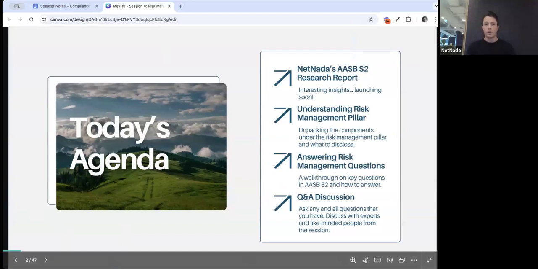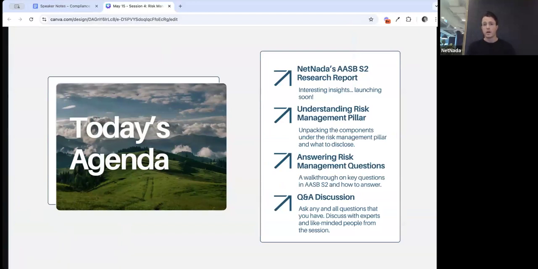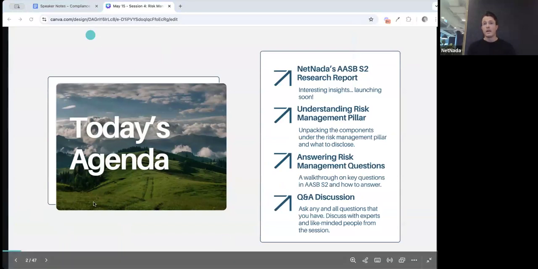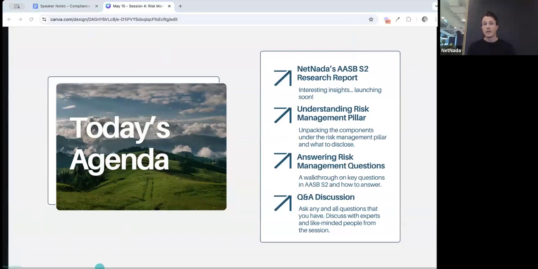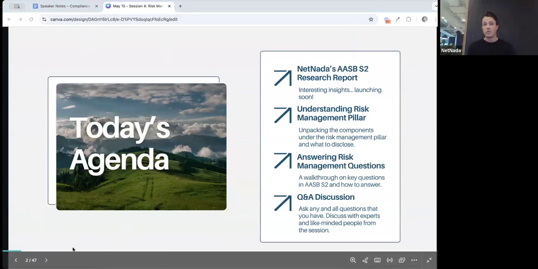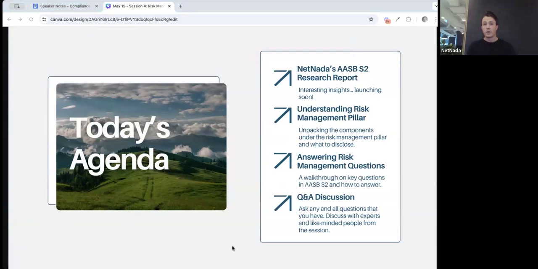Starting off, before we dive in, really excited to share that NetNada is releasing our AASB S2 research report really soon. It's full of practical insights and learnings from this series, but also from over 50 interviews and over 1,100 specific data points collected from companies. We're also hosting a launch event at our offices next week, which you're all more than invited to.